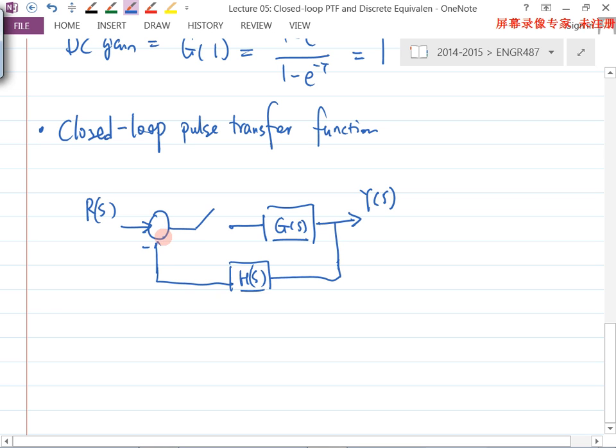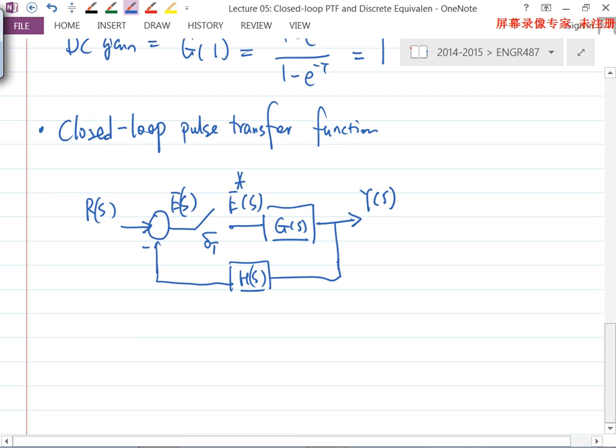So you know that what comes out of the block here is the error. This is an impulse sampler. Anything after the impulse sampler, if you remember, instead of E of S, we now call E star of S. So that's the block here.